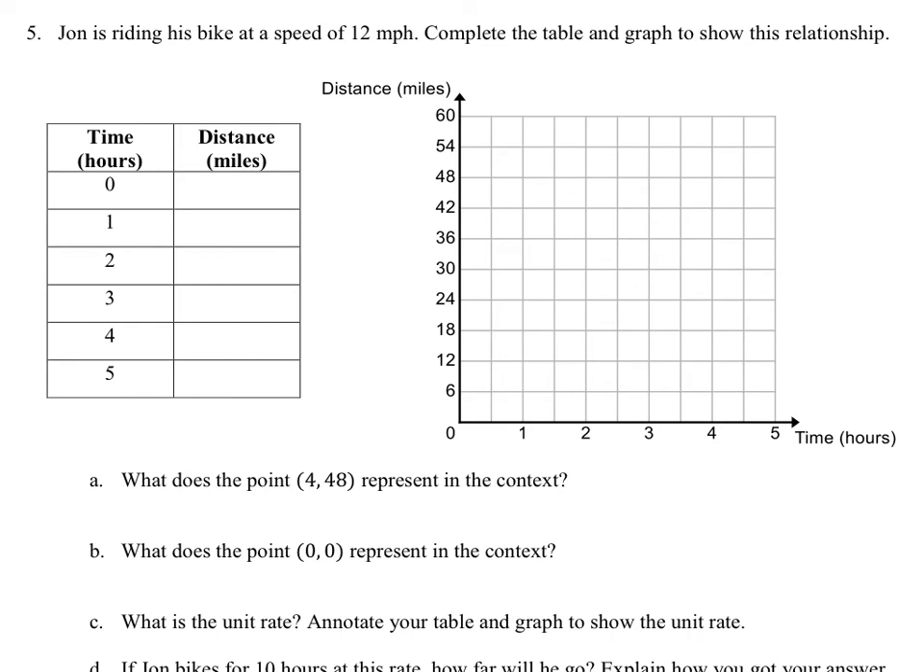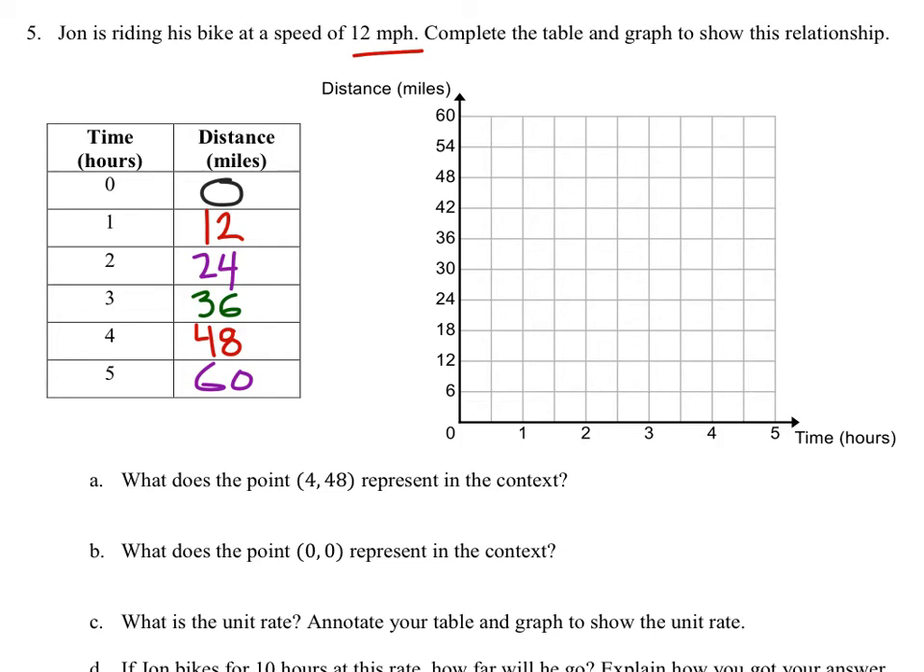John is riding his bike at a speed of 12 miles per hour. Complete the table and graph to show this relationship. So if he bikes for 0 hours, we should expect him to go 0 miles. If he bikes for 1 hour, because that's miles per 1 hour, we should expect him to go 12 miles. If he goes for 2 hours, so 1 more hour would add 12 to that to get 24. Alright, so here are the values that we have in the table. And we could have found these by multiplying the number of hours by 12, because it's 12 miles every hour.